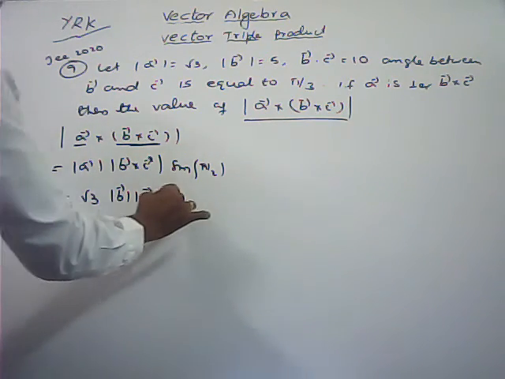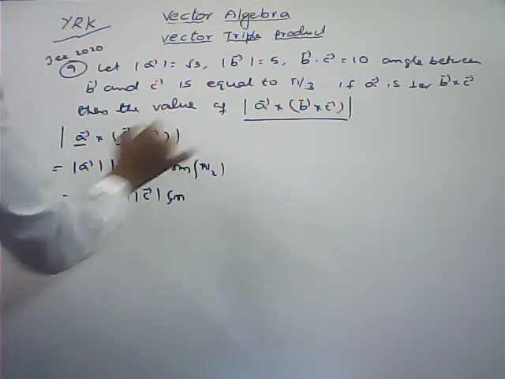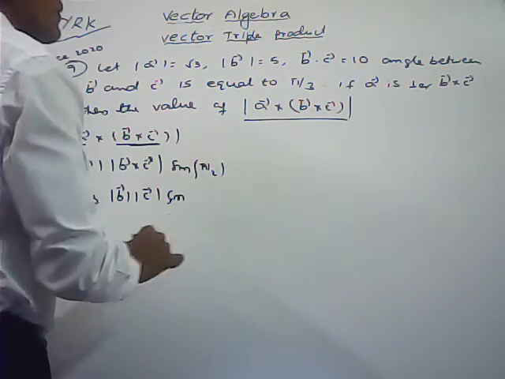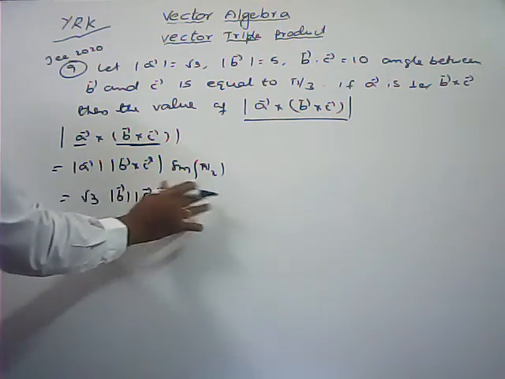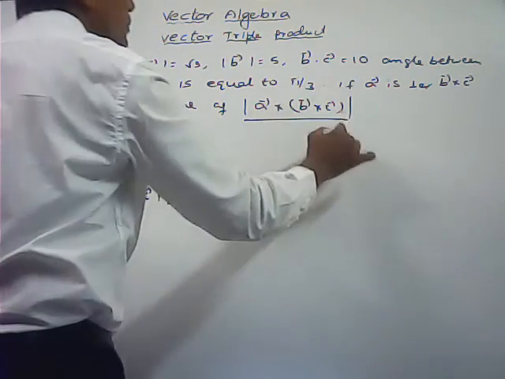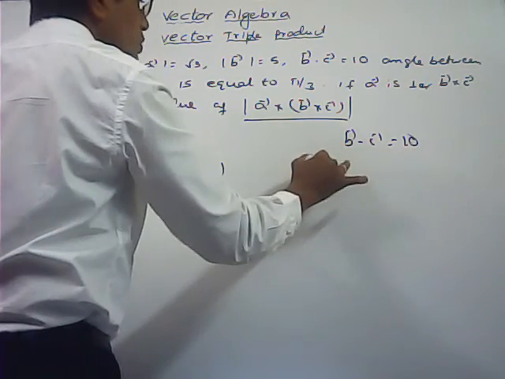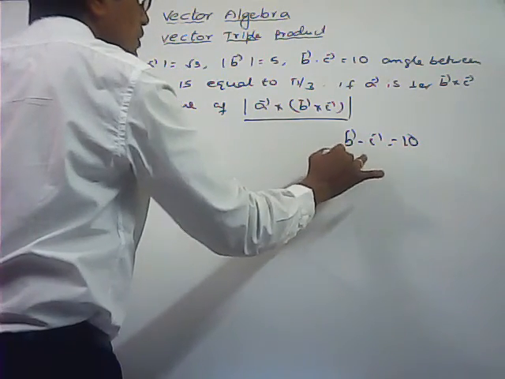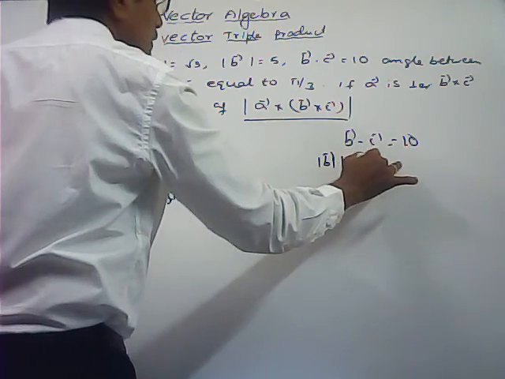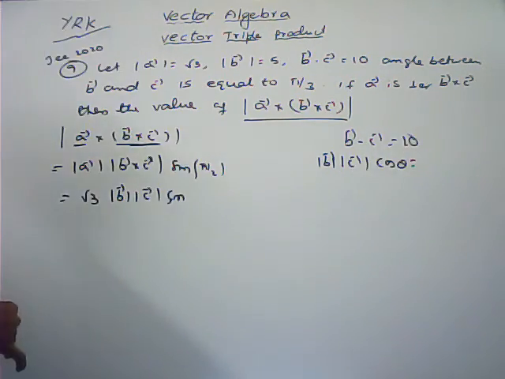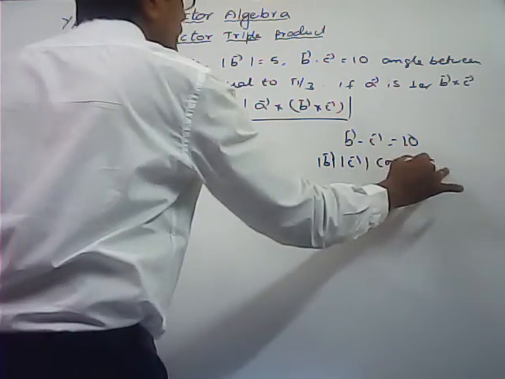Here we get the angle between B bar comma C bar. B bar dot C bar is equal to 10, as given. So modulus of B bar, modulus of C bar, cos of the angle between B bar comma C bar, I am taking theta, cos theta, that is equal to 10.